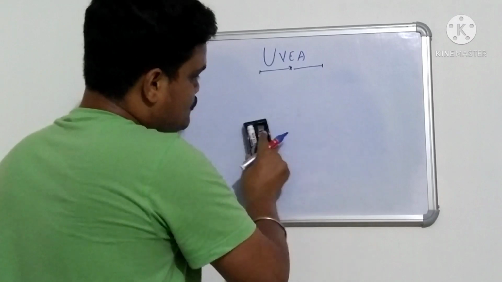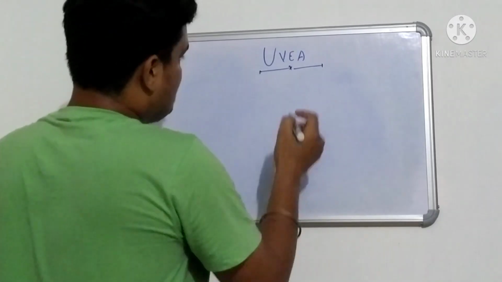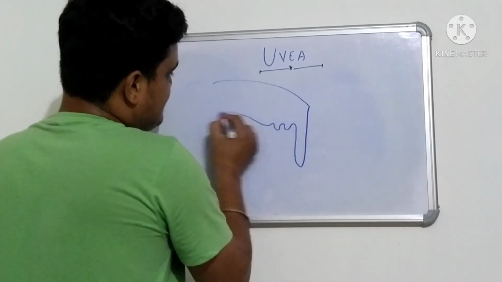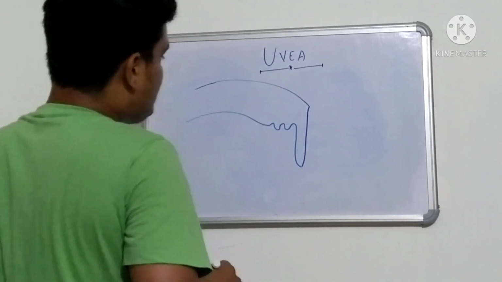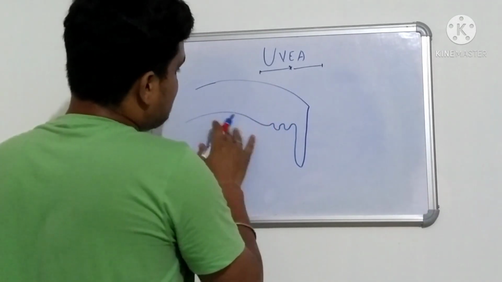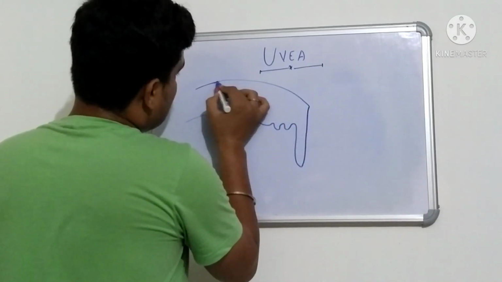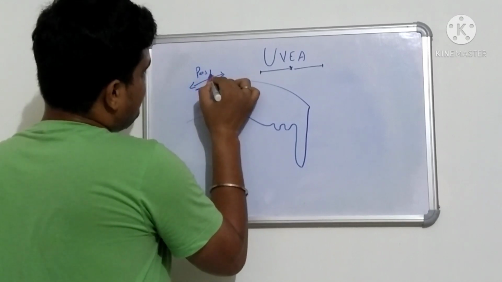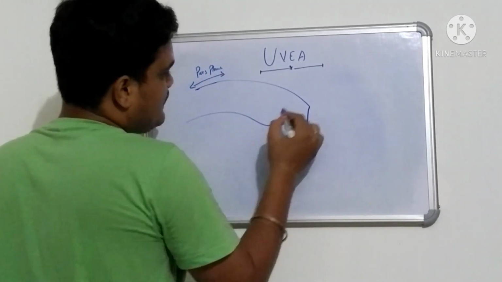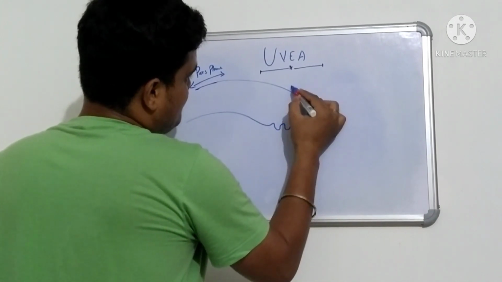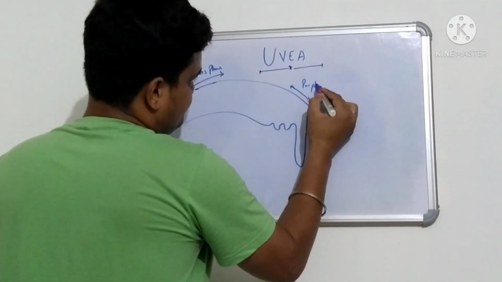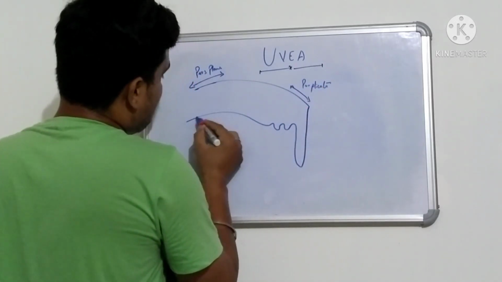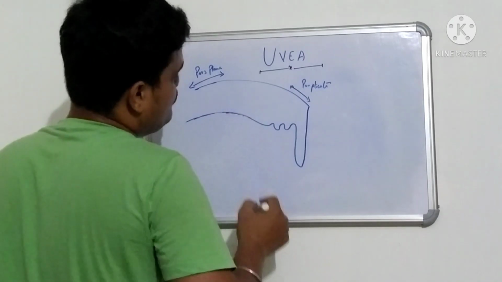Now let's move to the other portion. The second portion of the uvea is the ciliary body. The posterior part of the ciliary body is known as pars plana, as it is plane in nature, and the anterior part of the ciliary body is known as pars plicata. The ciliary body also plays a very important role because it is the only part which helps in the production of aqueous humor.